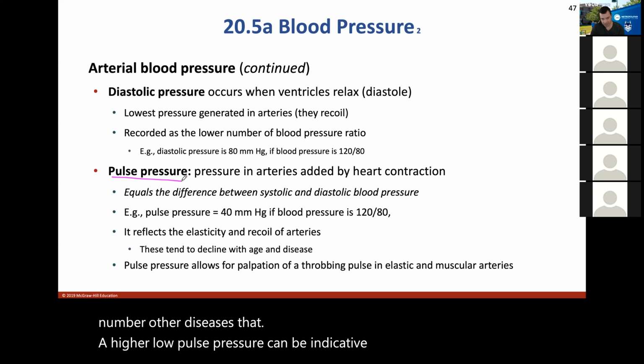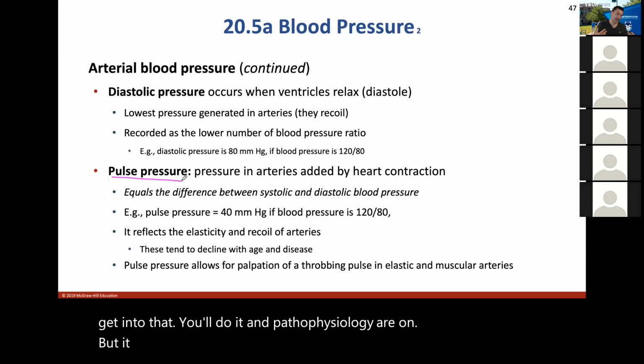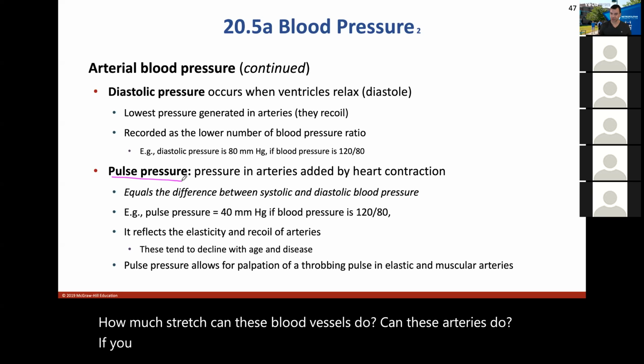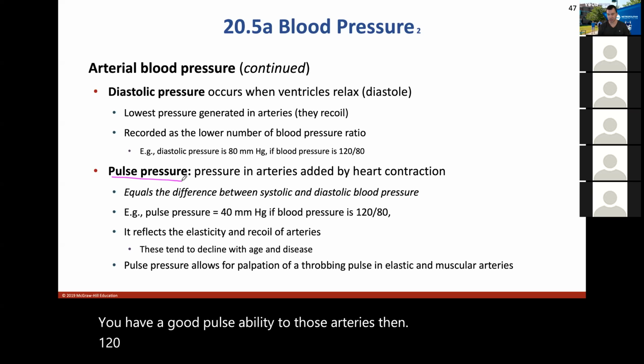And we're not going to get into that. You'll do it in pathophys later on. But for us, it looks at the elasticity. How much stretch can these blood vessels do? Can these arteries do? If you have a nice strong pulse, nice good pulse, you have a good pulsability to those arteries, then take 120/80 and subtract it, and there you go. It's around 40 millimeters of mercury is your pulse pressure.